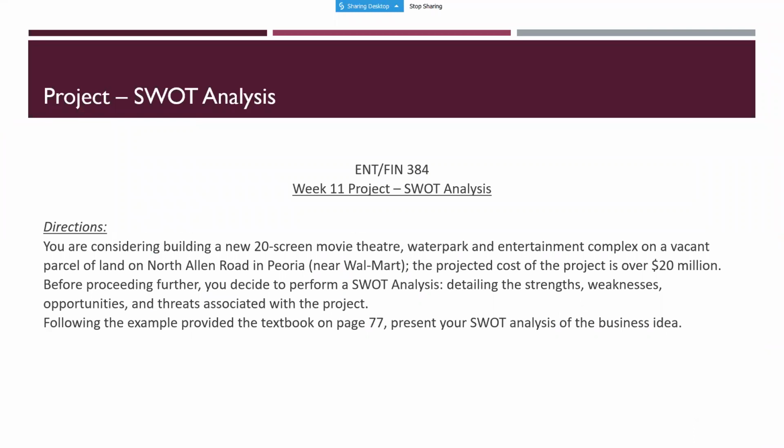If anyone's familiar with Fun City, something like Fun City attached to it. A 20-screen movie theater, water park, entertainment complex where you can drive go-karts, you can throw axes, do stuff like that. We're going to put that on a vacant big parcel of land out in basically the industry park. We're looking at about 20 million bucks.